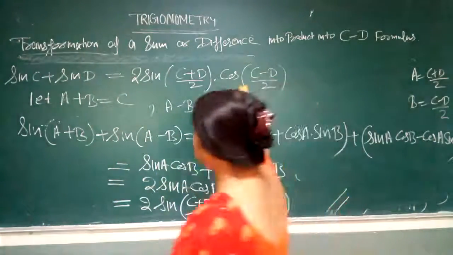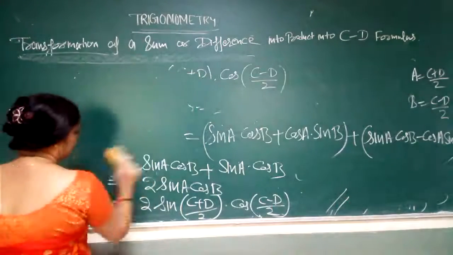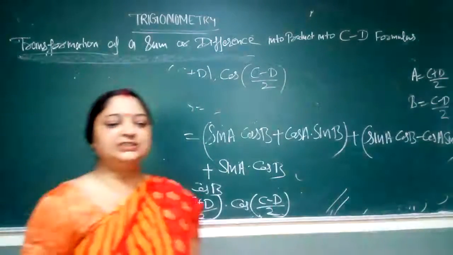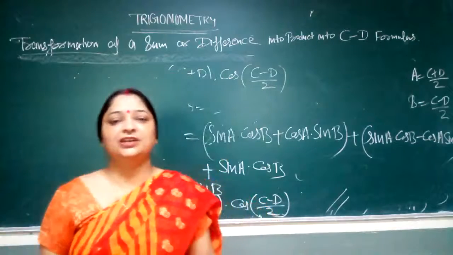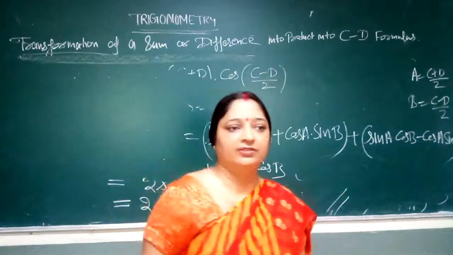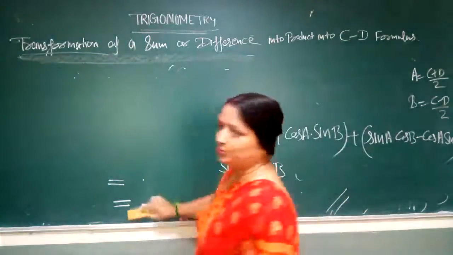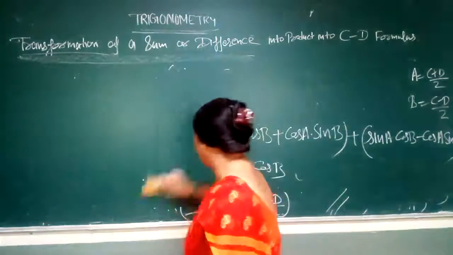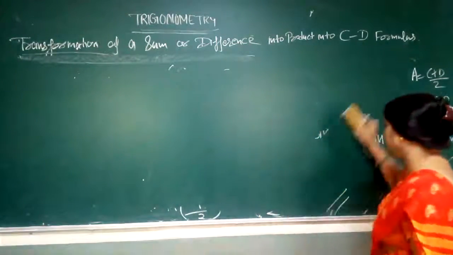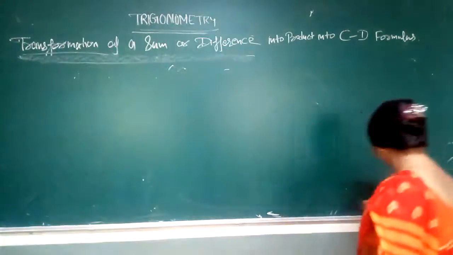Now students, we will start the exercise. Exercise question number 11. First I told you the 11th question with AB formulas. Now I will tell you the 11th question with CD formulas. It means you can solve the 11th question by both formulas, AB and CD. So let us see the same question with CD formulas.